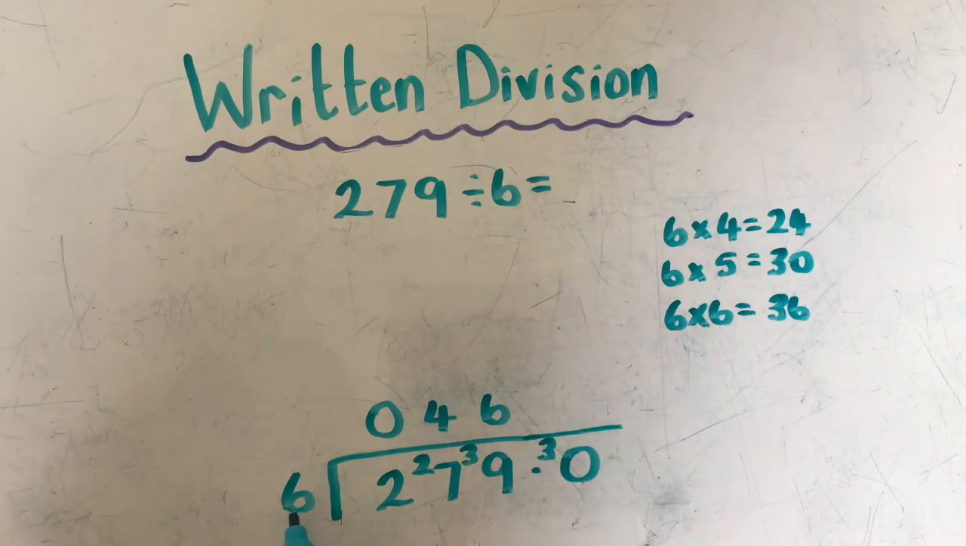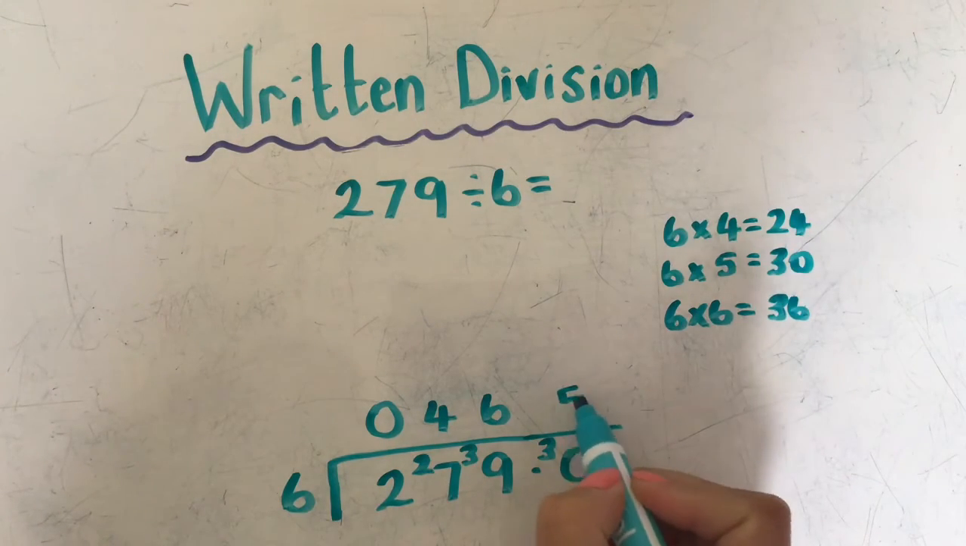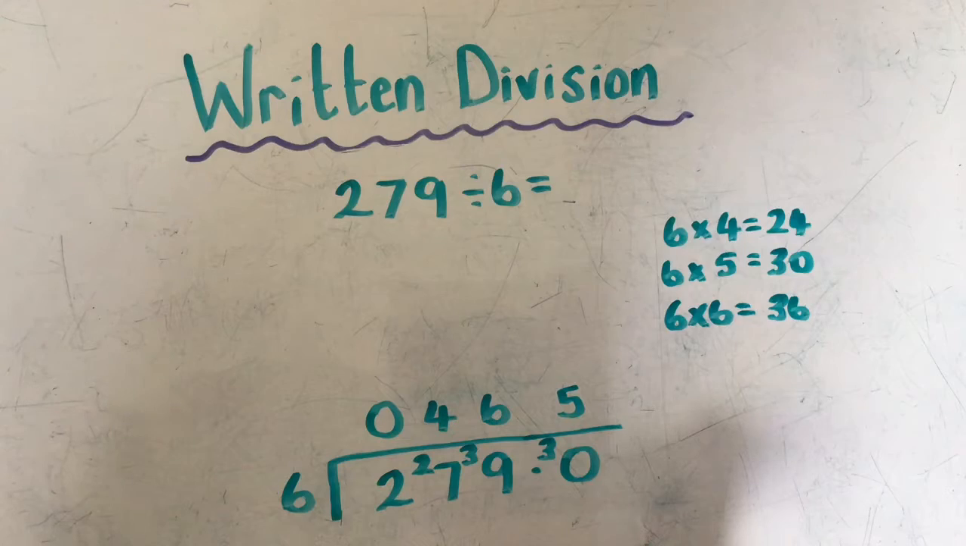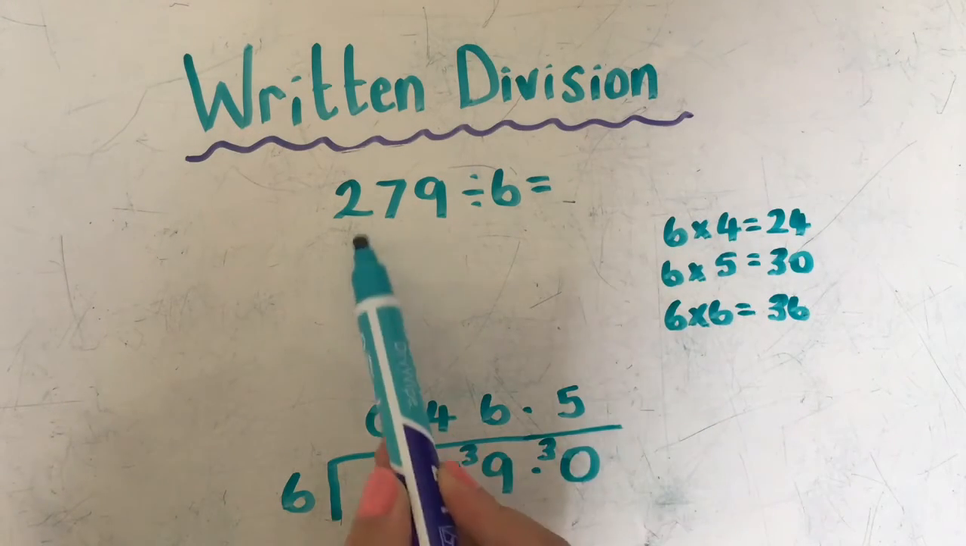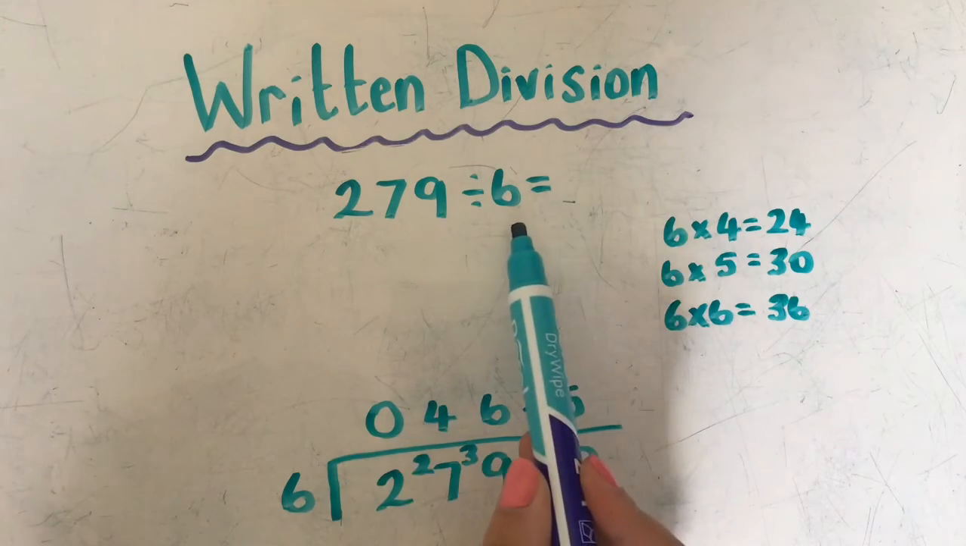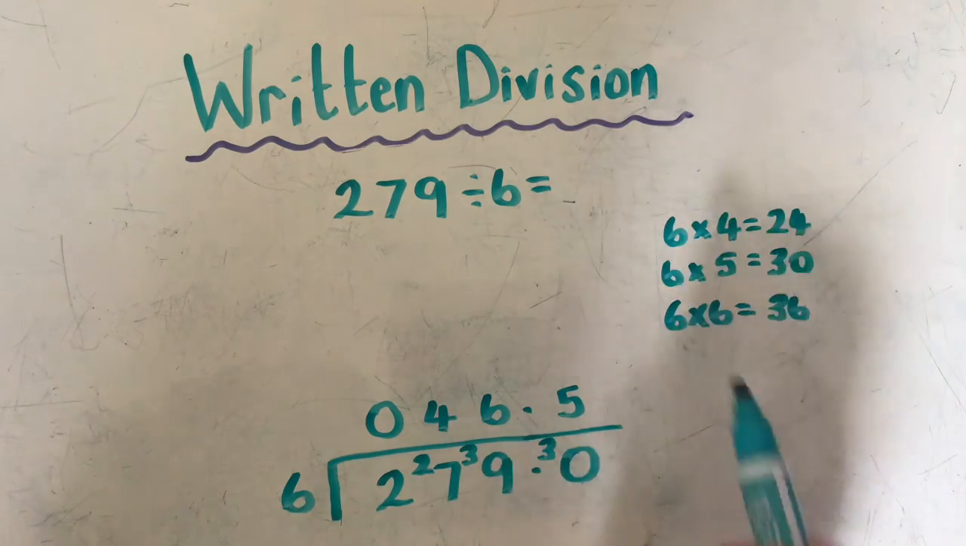And now 6 goes into 30 5 times. And again, it's really important that we put in our decimal point. So our answer to 279 divided by 6 is 46.5.